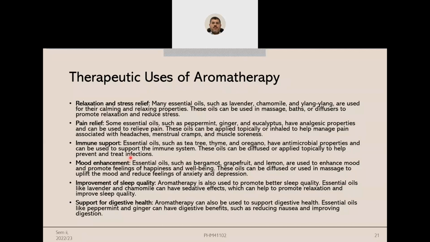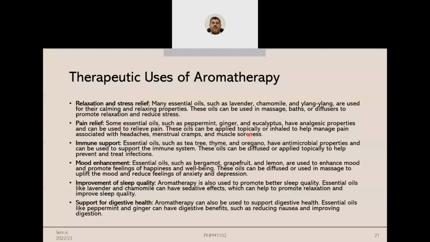So for relaxation and stress relief, many essential oils like lavender, chamomile, and ylang ylang are used for their calming and relaxing properties. You may have a mixture of these oils, which can be used in massage, bath, or in diffusers to promote relaxation and reduce stress. You can just put them in the diffuser and let the diffuser spray them or produce a fine nozzle that will spread in the air around you in the room and you can inhale it. Okay, but no direct inhalation, just indirect inhalation.